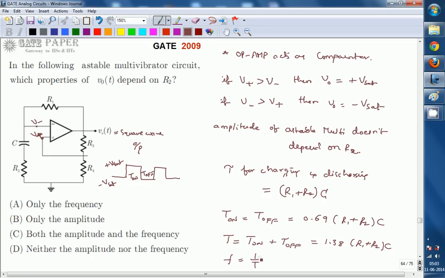Since the total time period depends on R2, the frequency also depends on R2. So the amplitude of this astable multivibrator doesn't depend on R2, but the frequency depends on R2. Only frequency depends on R2, but not magnitude. That implies the right answer for this question is A. For the astable multivibrator circuit, V0 of t depends on R2 only in the case of frequency, not in the case of amplitude. Thank you.